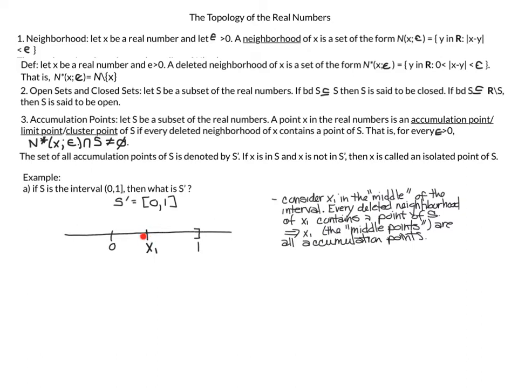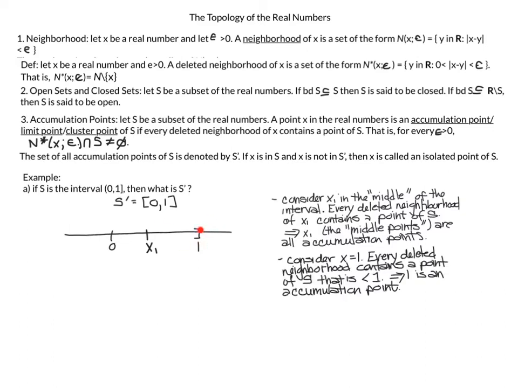So you can see every neighborhood of x1, no matter how small or how big, is going to contain elements in S. And that's what I have written here. Every deleted neighborhood of x1 contains a point of S. And the middle points are clearly accumulation points. We consider the point x equals 1. So every neighborhood around x equals 1 is going to contain some points that are less than 1. And hence, every deleted neighborhood has points in S. And 1 is an accumulation point.